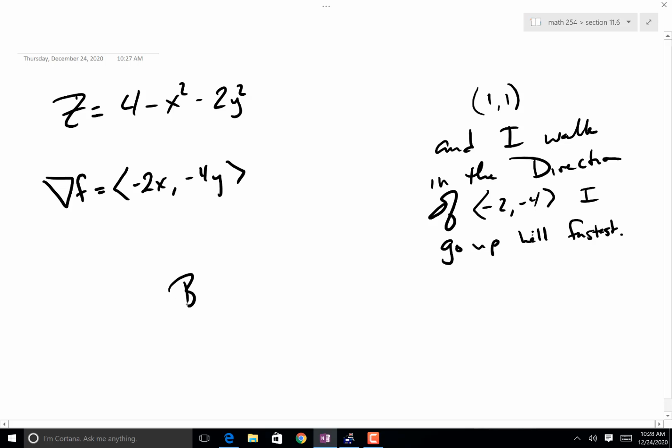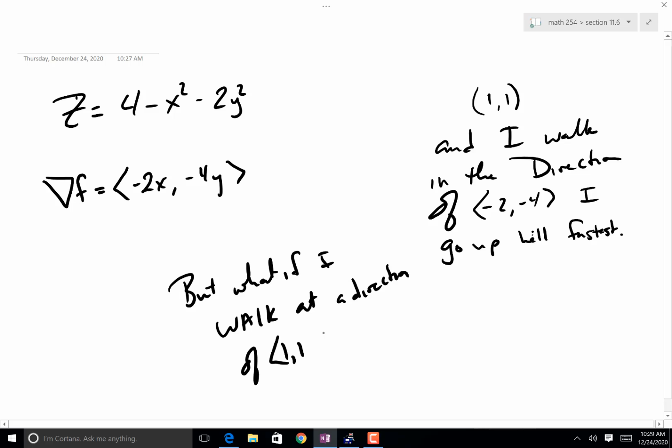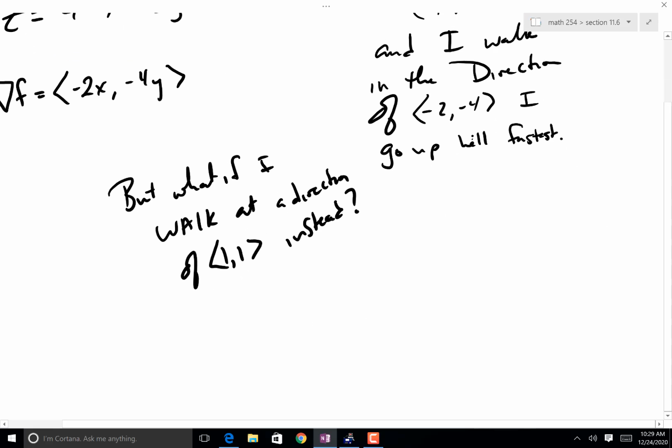But what if I walk in a direction of 1, 1 instead? Will I still be going uphill? And the answer is, in this case, well, yeah, I will. Jay, how do you know that? Okay, well, first of all, check this out.